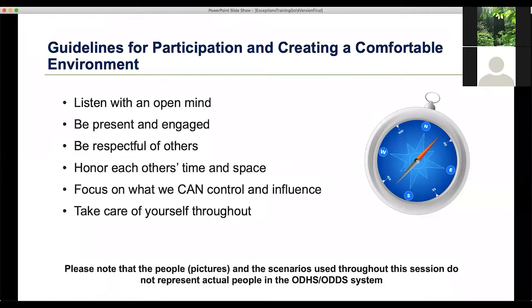The other thing to note is that we do have some examples in the PowerPoint, and we wanted to stress that these do not represent actual people in our system that we provide services to. These are completely fictional scenarios.